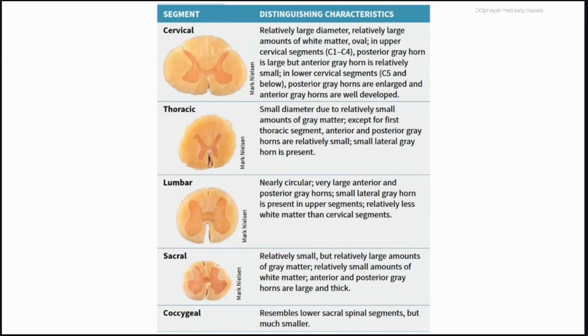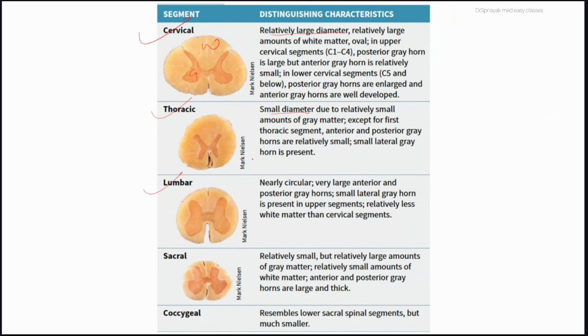And these are different segments of the spinal cord. The first is a cervical segment. It has a relatively large diameter and more amount of white matter as compared to the gray matter. And this is the thoracic part, which also has a relatively higher amount of white matter as compared to the gray matter, but it has a small diameter.